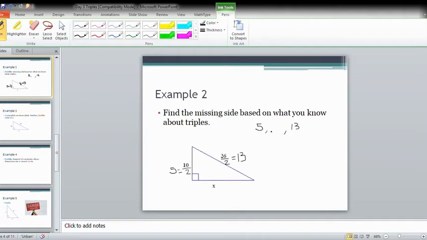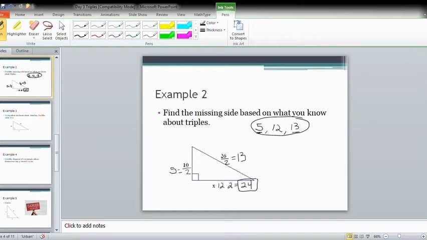13 is the 5, 12, 13 family. So we just doubled the 5, 12, 13 triangle. So what is my missing side? Well, I was given the 5 side as 10, and I had 26, which is my hypotenuse, so we doubled the hypotenuse. So x is going to be 12 times 2, or 24.